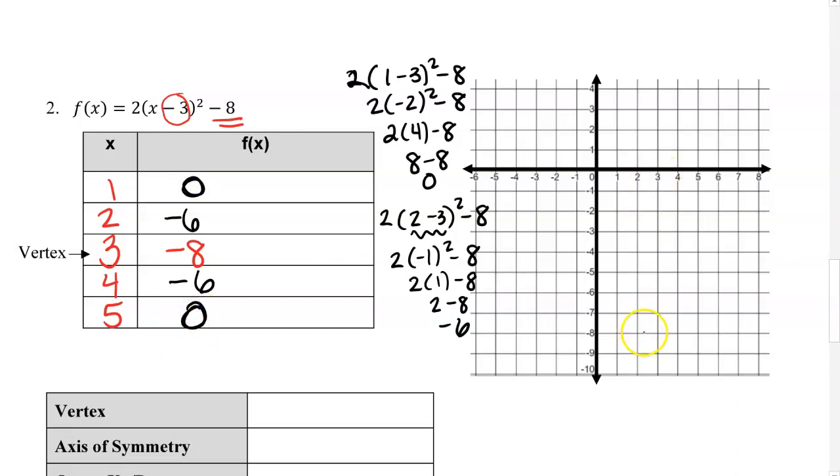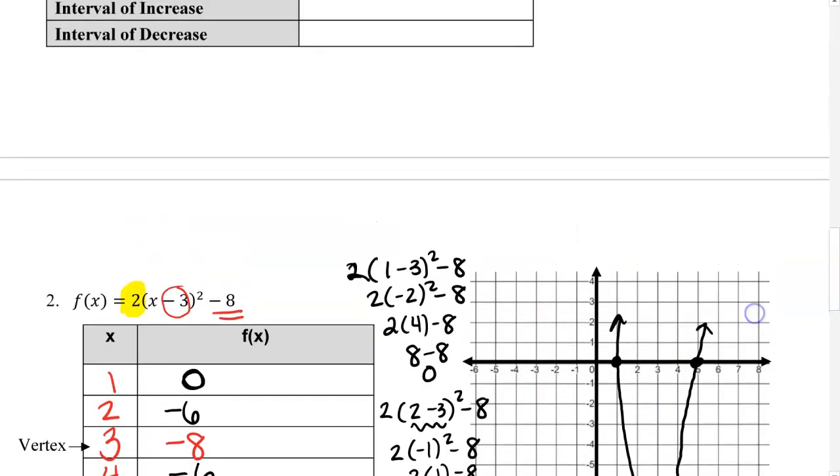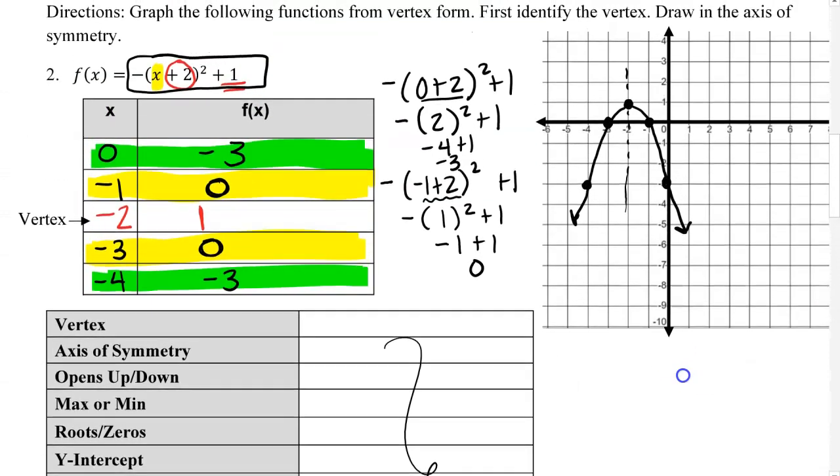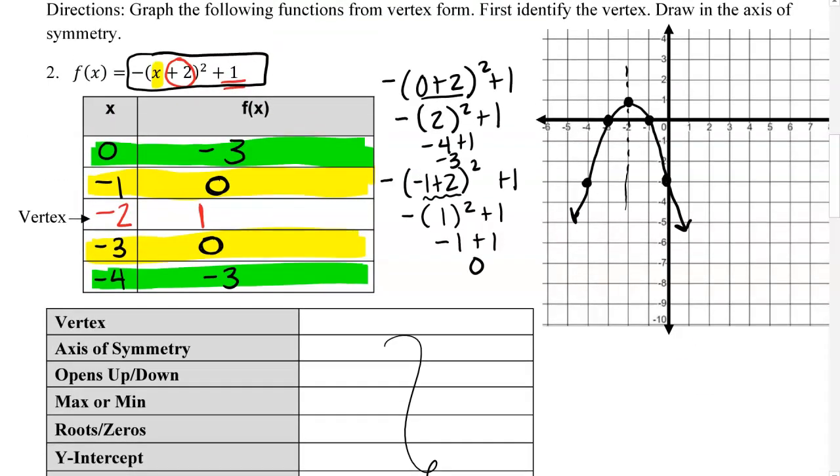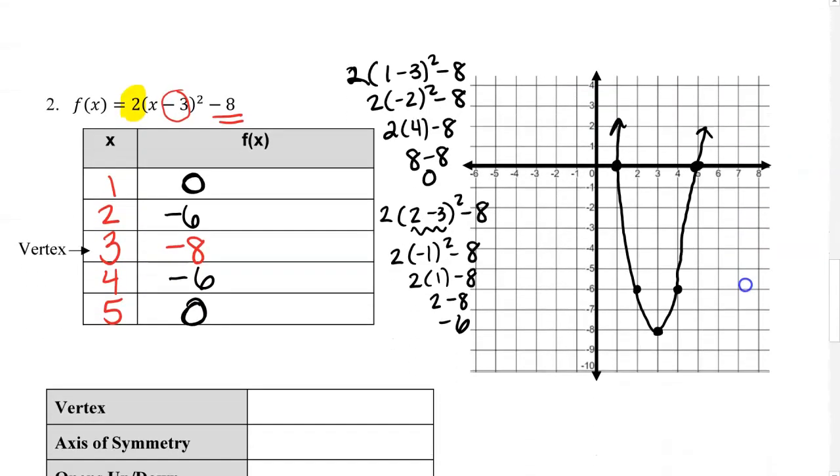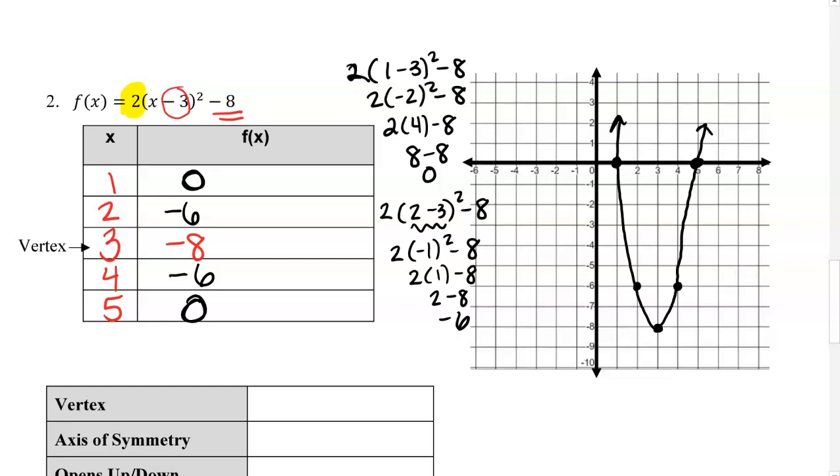I'm going to plot my vertex first down here at (3, -8). (2, -6). (4, -6). So those are my first two symmetric points. And then (1, 0) and (5, 0). Again, you should know where your vertex is. It should make a U shape. Also take note of your A value. We knew here that our A value was 2, so my parabola should be opening up. And in the previous example, we knew our A value was -1, so we knew that our parabola should be opening down. So those are other clues to make sure that you didn't make any mistakes when plotting the points for the graph.